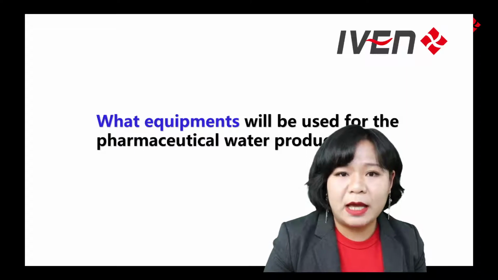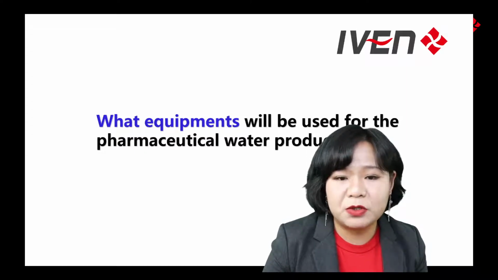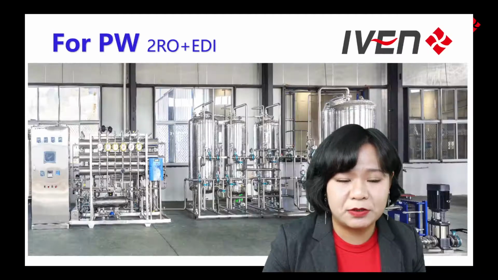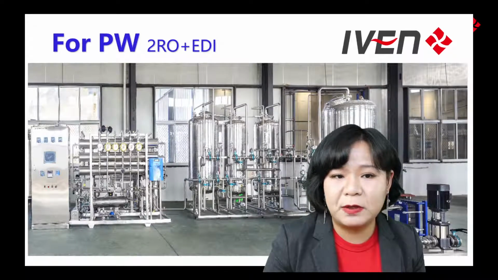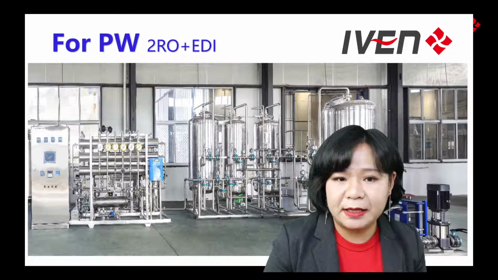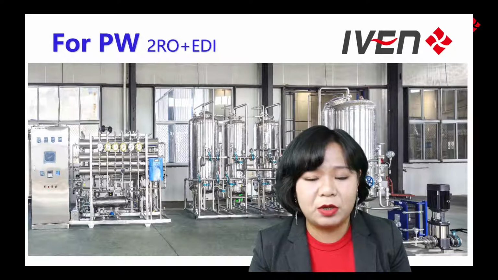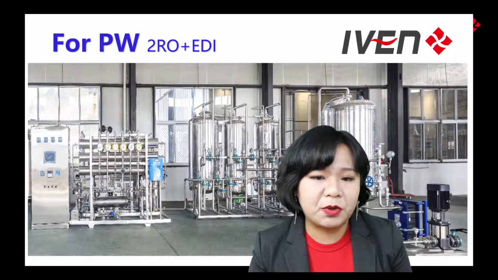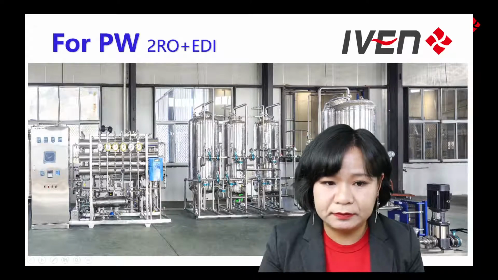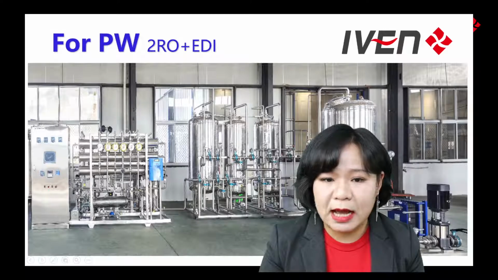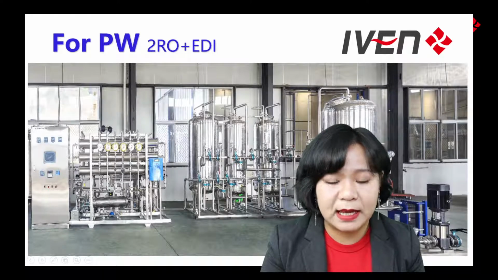What kind of equipment will be used for the pharmaceutical water treatment production? First, for PW, we use RO and EDI. This is a photo, and you can see we show it from our factory site: the RO system, pre-treatment, and also storage tank. Here, let's see some video for you.